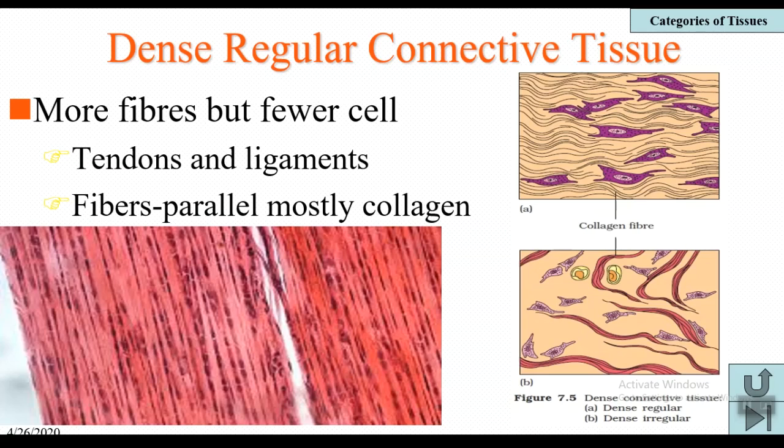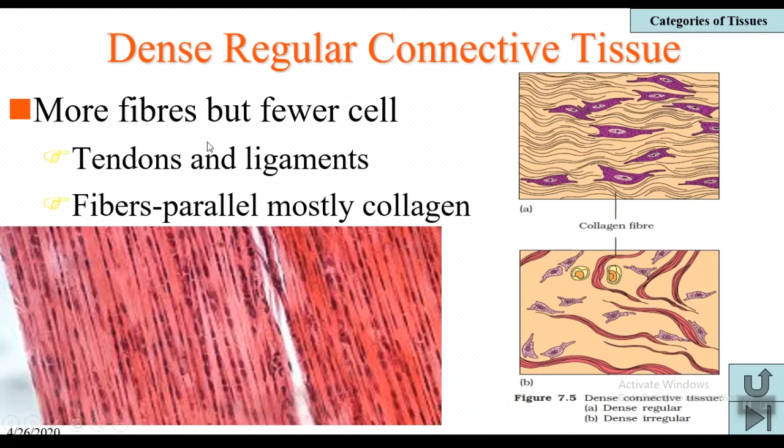This dense connective tissue is further divided into dense regular connective tissue and dense irregular connective tissue. In dense regular connective tissue, the fibers are arranged in a regular fashion. Here you can observe this. The fibers are arranged in regular fashion. Whereas in dense irregular connective tissue, the fibers are irregularly arranged. Take for example the dense regular connective tissue. The examples for this dense regular connective tissue are tendon and ligament.